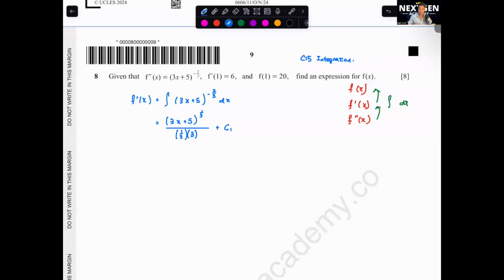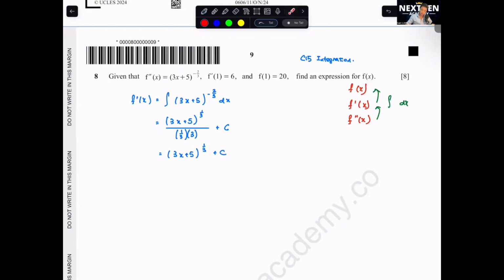Let's call it c1. You can call it c1 or you can call it c and then later call it d also. Doesn't matter. Any alphabet that you prefer. Maybe you all like c and d. I put c first. Simplify this. This will be (3x plus 5) to the power of 1 over 3, and at the bottom it will just be 1. So this is your f prime x.